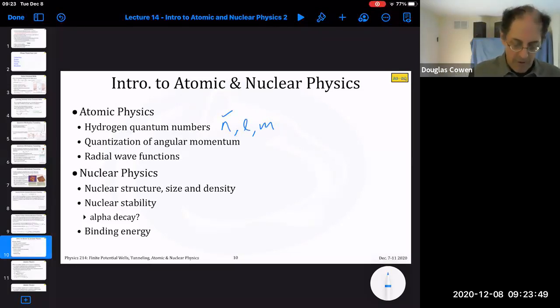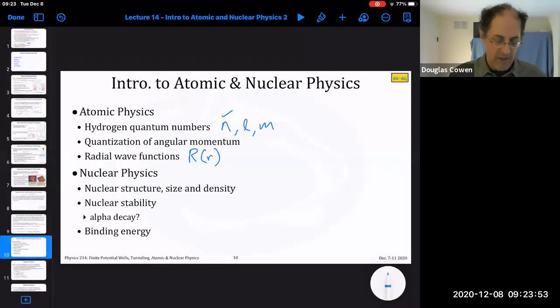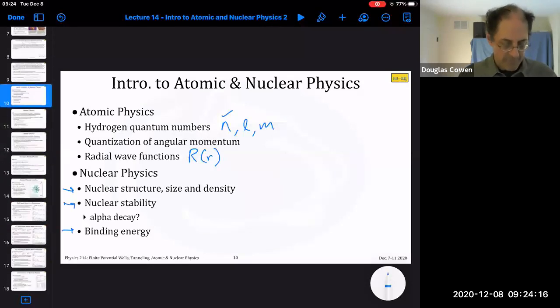And then we'll also talk about the radial wave functions written as capital R as a function of the radius r from the center of the nucleus out to the electron. And then we'll talk briefly about nuclear physics, talking about nuclear structure, size, and density, possibly, if we have time, nuclear stability and binding energy.